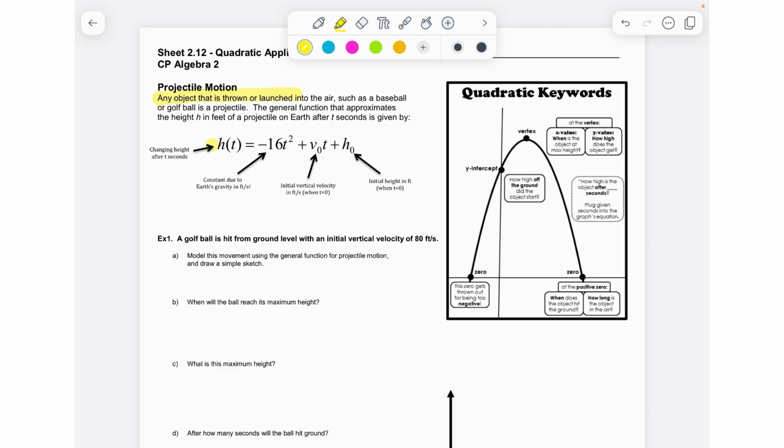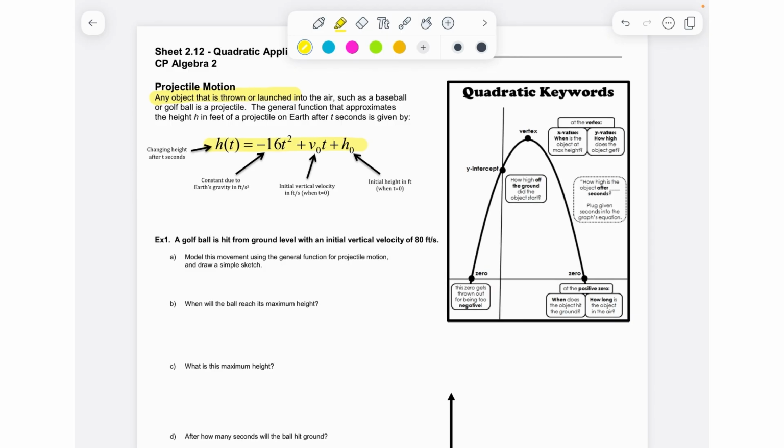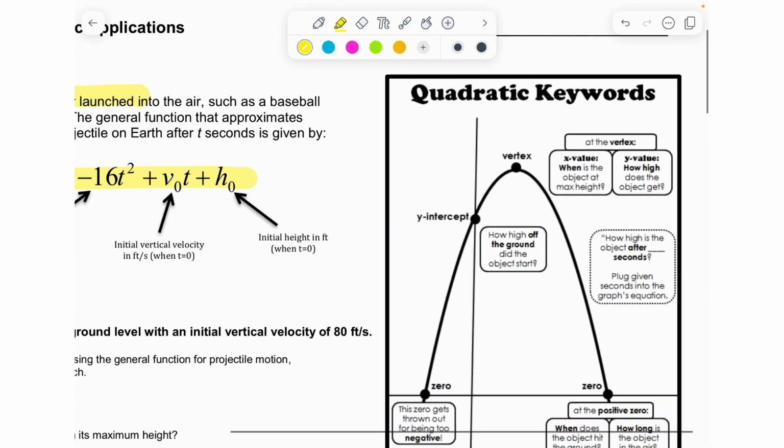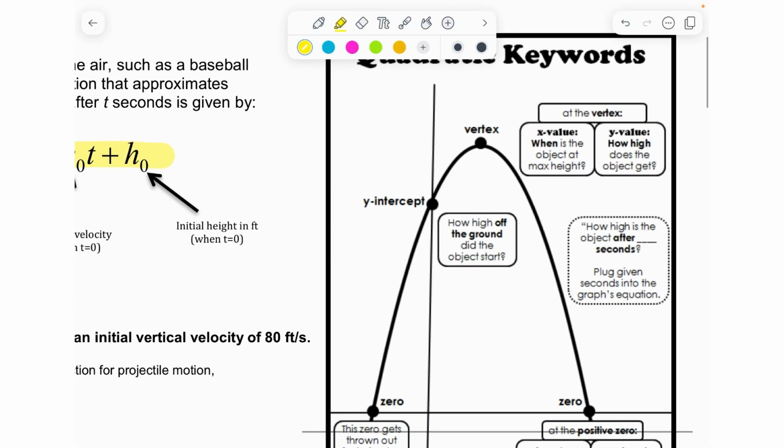Now, the equation for projectile motion can look a little intimidating, but honestly, it's a quadratic. And quadratic, in case you're still not sure, means it's a parabola. Yeah, it's got that squared term. It's going to make the shape of a parabola. And if you think about the shape of a parabola and an object that is projected, the special points that we have studied, they all relate.